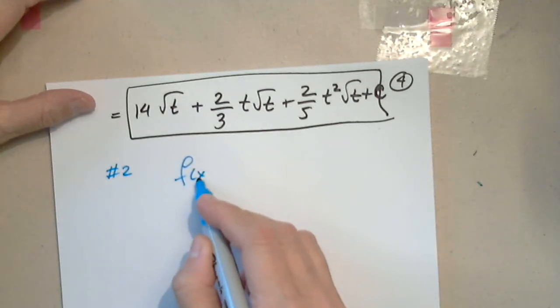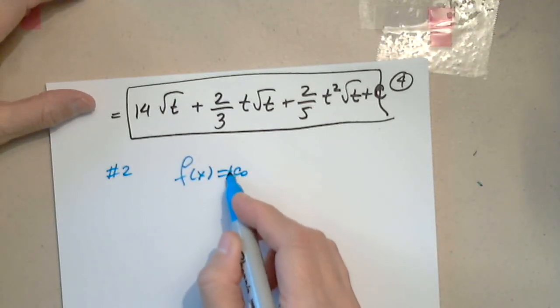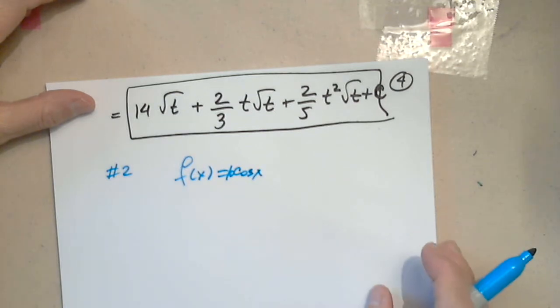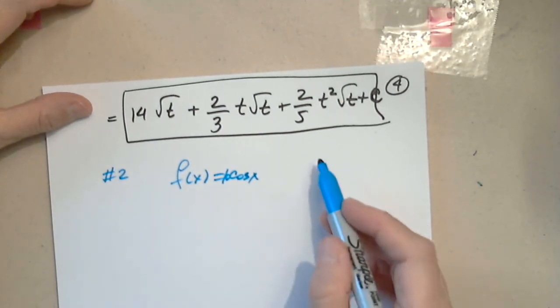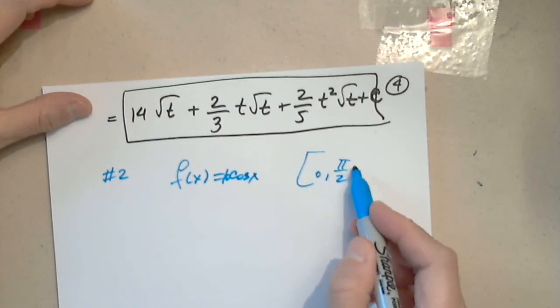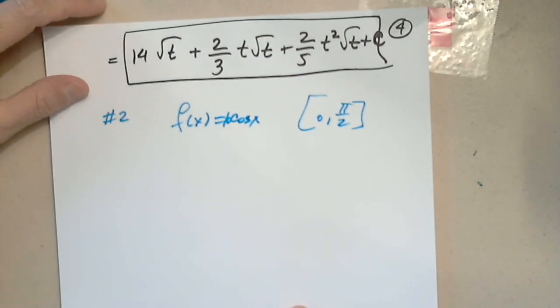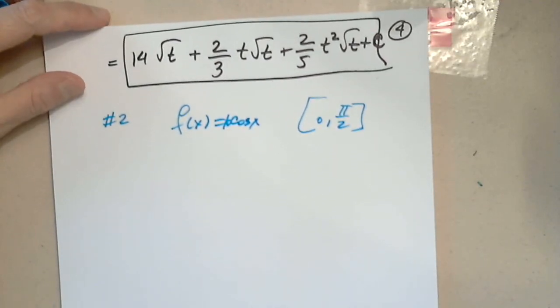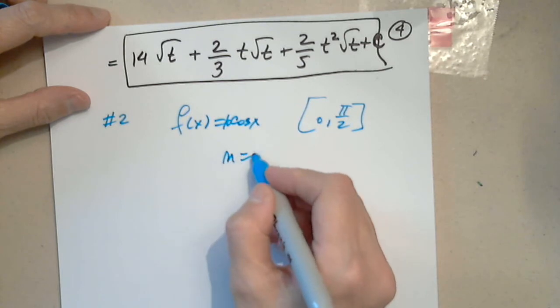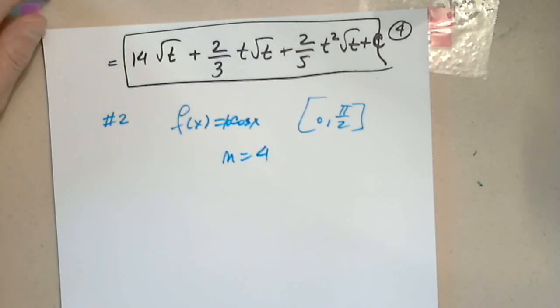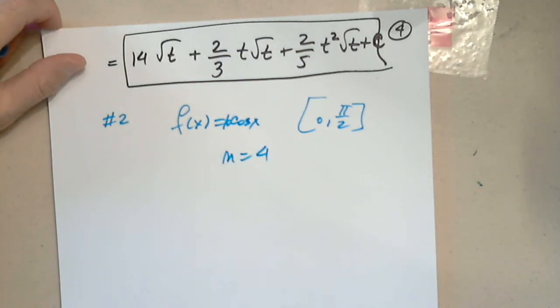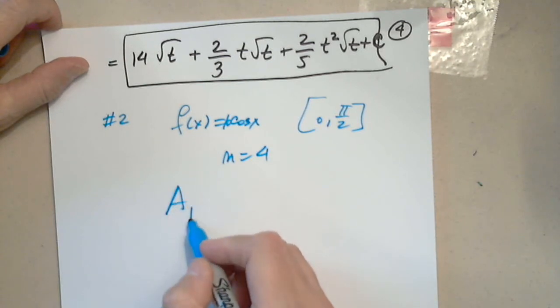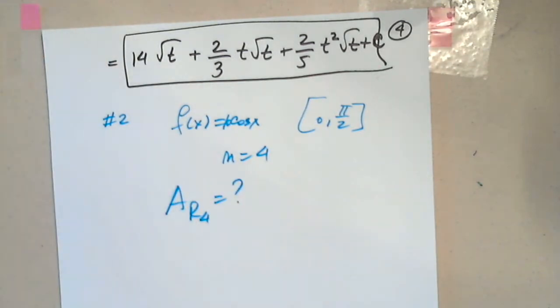f of x, which is 10 cosine x, and they're giving us the interval 0 to pi over 2, and they want us to use n equals 4 subintervals or 4 rectangles and the right endpoint. So the area R4. This is what they want us to determine.